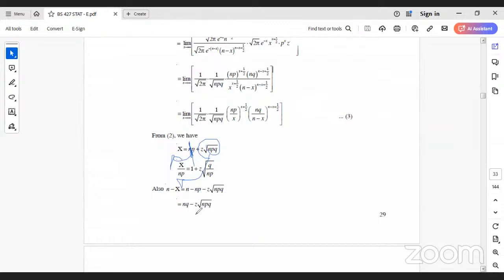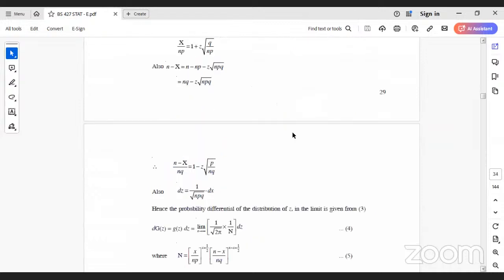So therefore n minus x is equal to nq minus z under root of npq, the value is clear here. So (n minus x) by nq is 1 minus z under root of p by nq. And dz is equal to 1 by root of npq dx.